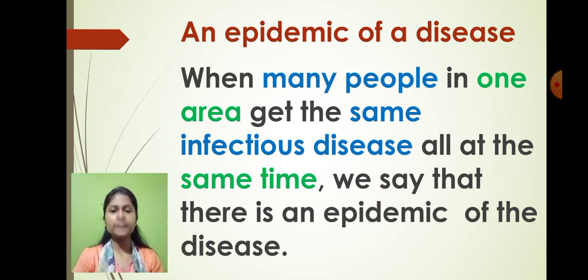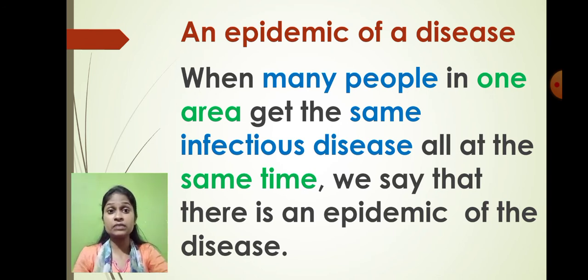Let's say, for example, in the Thane area, many people are affected because of the same disease. Suppose a particular disease is limited to the Thane area. So that disease is called what? Epidemic of disease. We use the word pandemic when the whole world is suffering because of the same disease at the same time. So COVID-19 is a pandemic.